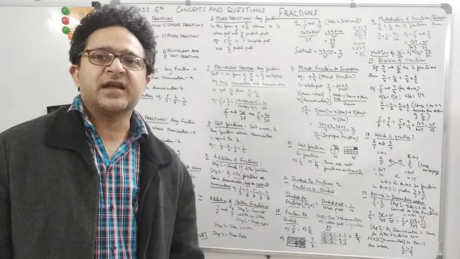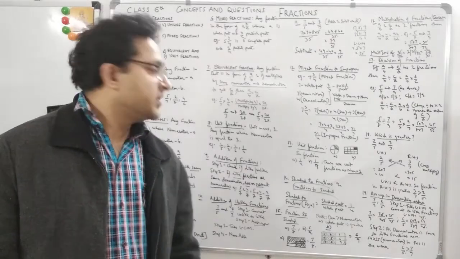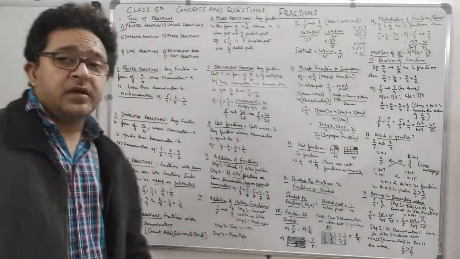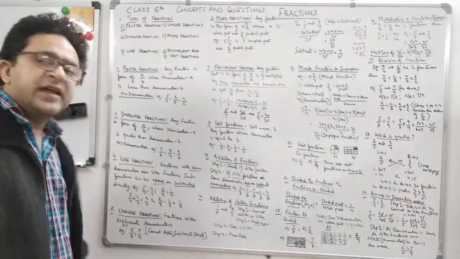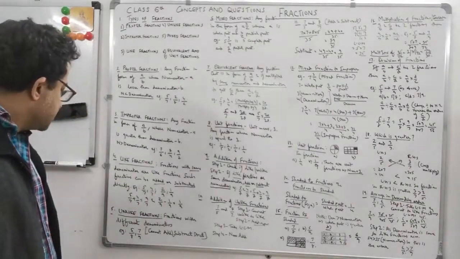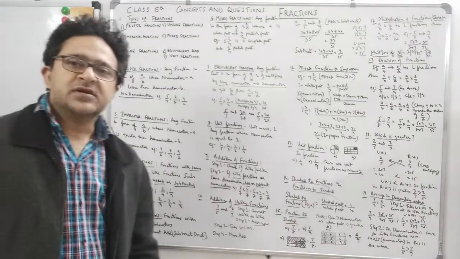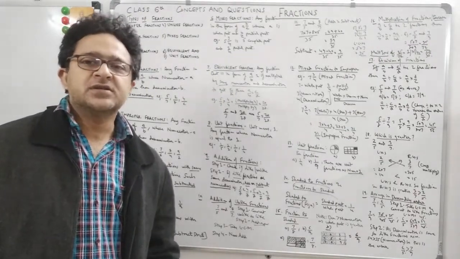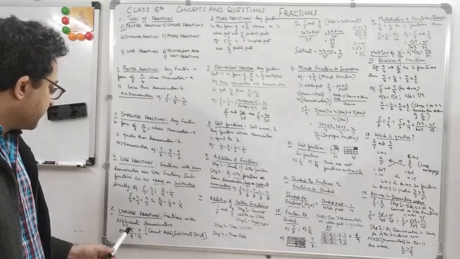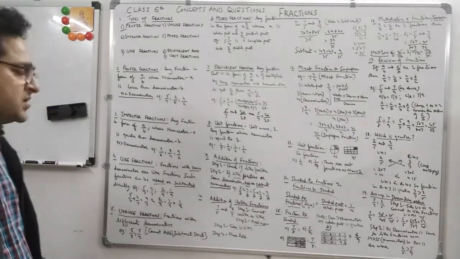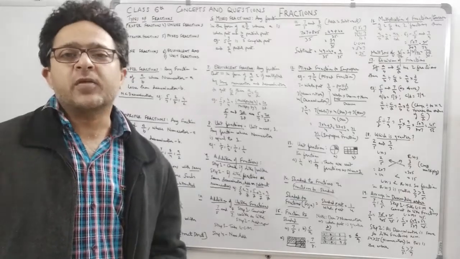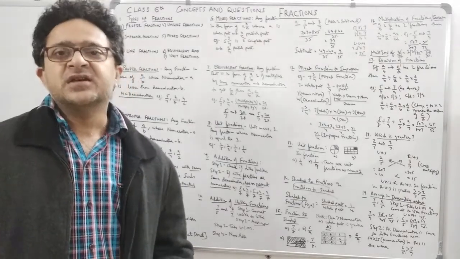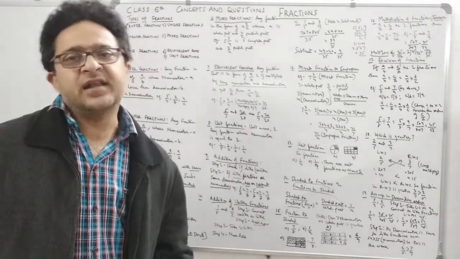Like fractions, unlike fractions. We did like fractions, we did improper fractions, and we did proper fractions. Now we'll do unlike fractions. Unlike fractions are fractions with different denominators. Example: 5 by 8, 7 by 9. You just have to see the denominator in like and unlike fractions. If the denominator is the same, it is a like fraction. If the denominator is different, it is an unlike fraction.